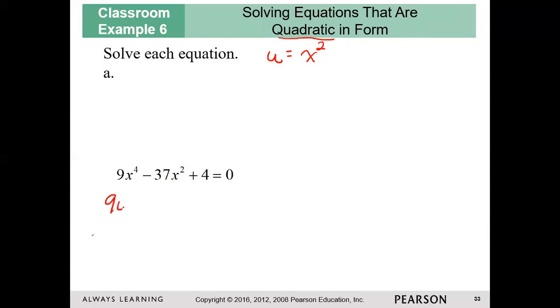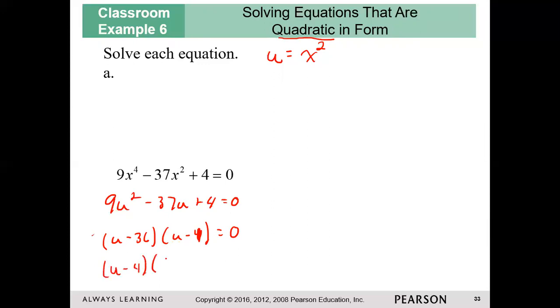And that's going to give me 9u squared minus 37u plus 4 is equal to 0. And then I'm going to go ahead and factor because this is indeed factorable. So 36, that adds up to negative 37. So that would be u minus 36 and u minus 1 is equal to 0. And our a value is 9, so we've got to scale these down again. So this is going to be u minus 4, and 9u minus 1 is equal to 0.